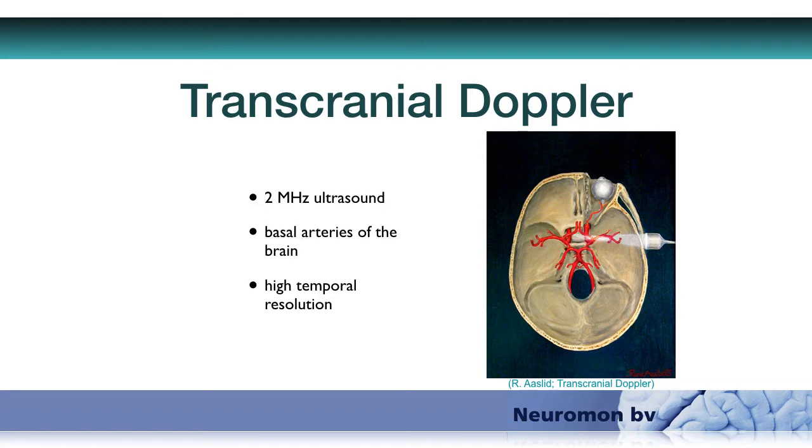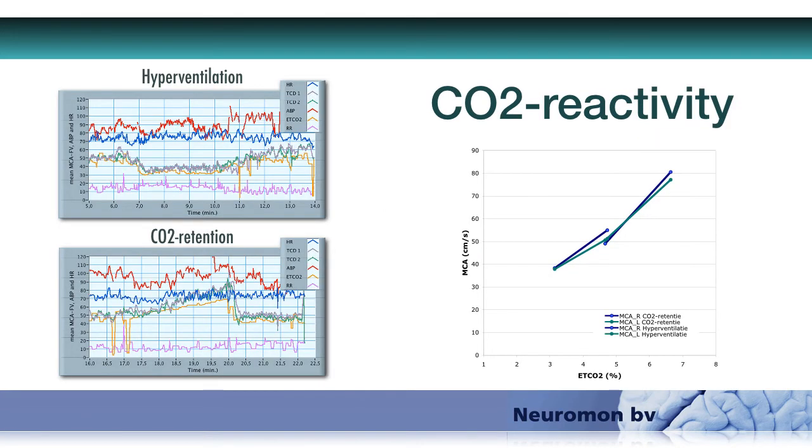Global changes in brain perfusion can be monitored non-invasively by mounting transcranial Doppler probes to the subject's head. Ultrasound waves can reach the basal arteries of the brain through a thin window in the temporal bone. In this way, blood flow velocities can safely be measured over prolonged periods of time. The result of these tests can be seen on this slide.